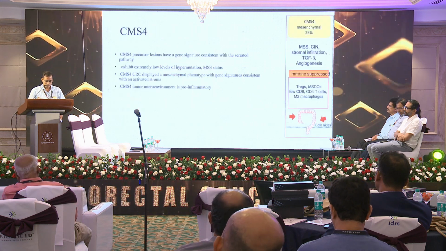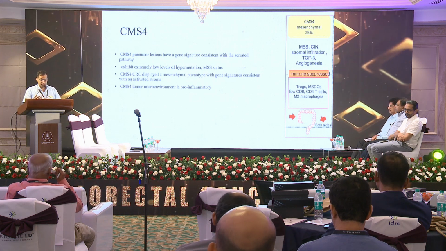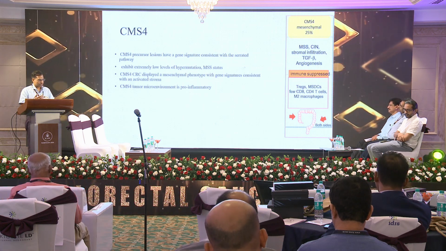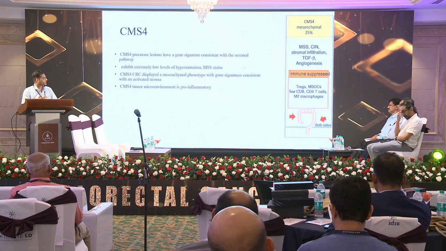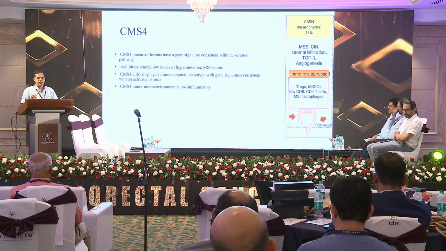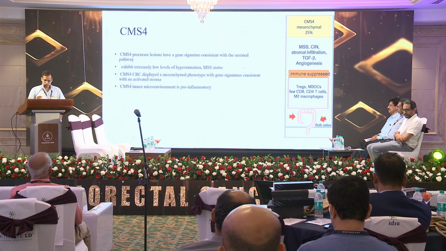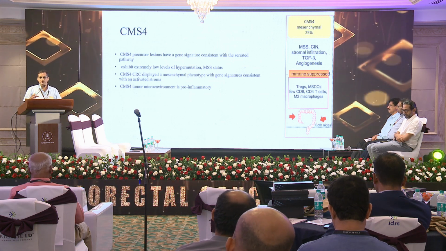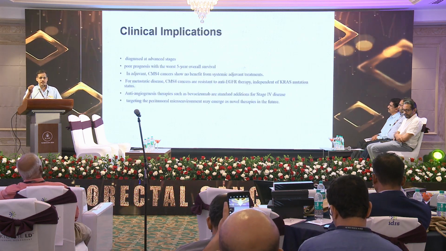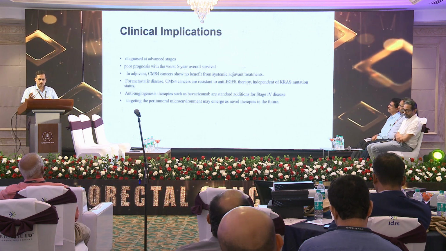Then for EGFR antibody resistant CRC cell lines with KRAS mutations, a combination of pan RAF and MEK inhibitors is used in clinical trials. Coming to the CMS4 tumors, they are also called mesenchymal type. It's usually seen in 25% of the patients. The precursor lesion is a genetic signature consistent with the serrated pathway, and they show low levels of hypermutation. They are usually MSS stable tumors, and they display a mesenchymal phenotype, and the stroma is immunosuppressed. The clinical implication is they are usually diagnosed at advanced stage, and they have a very poor prognosis.